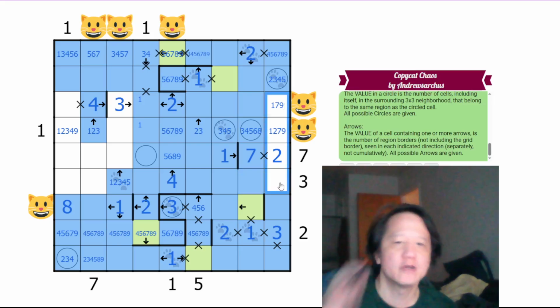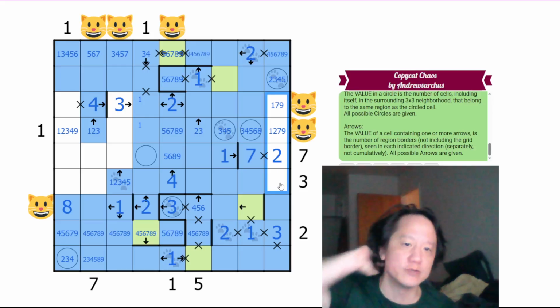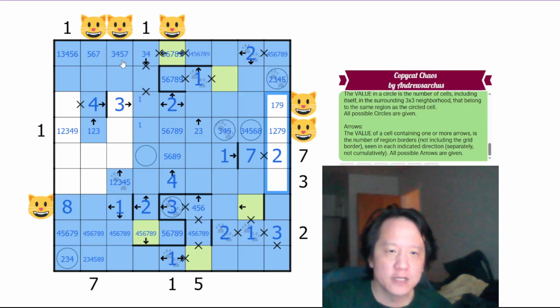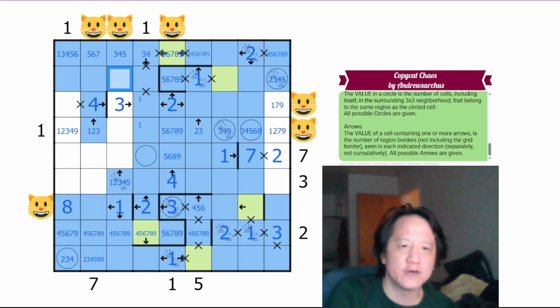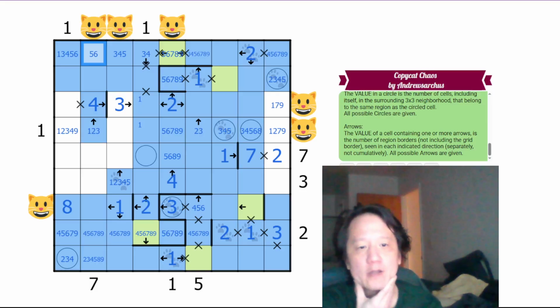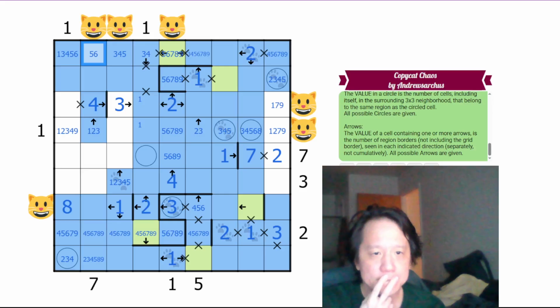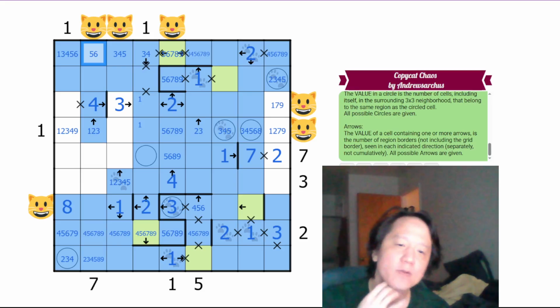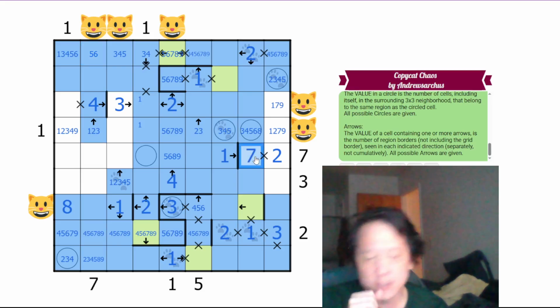We have a copycat in one of those 4 cells. We don't know which. This cannot be 7. It's 3, 4, 5. This can't be 7 anymore, so it's 5 or 6 with a copycat. So this is actually a 7.